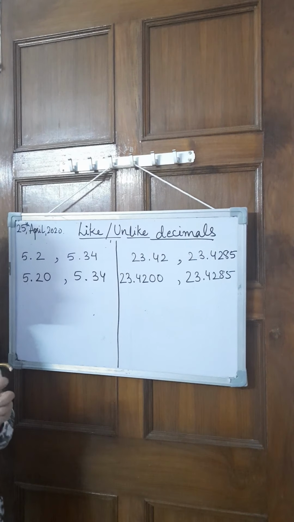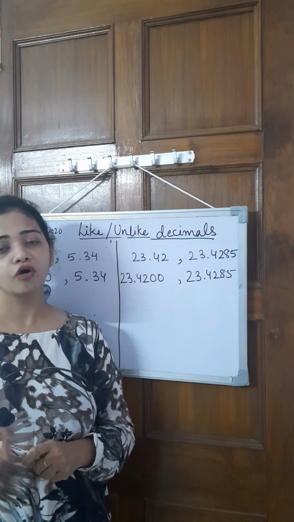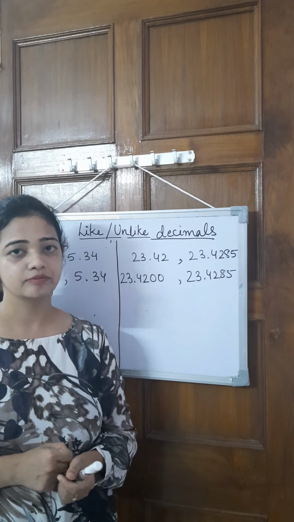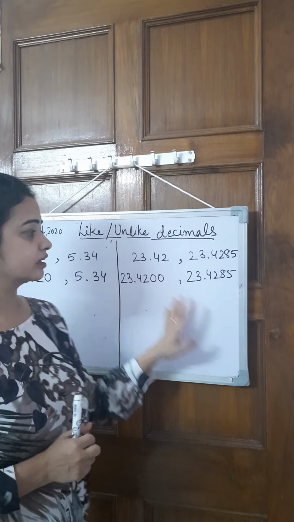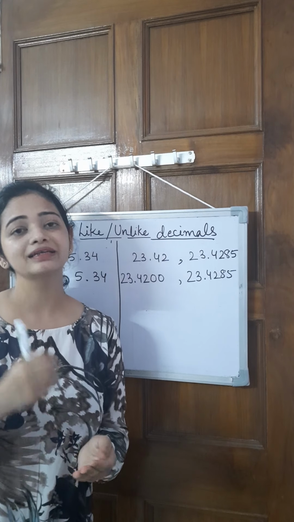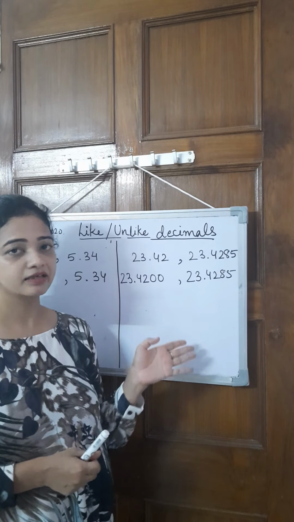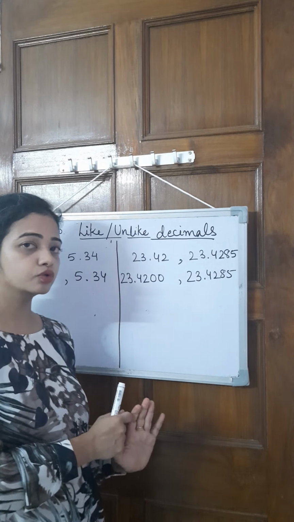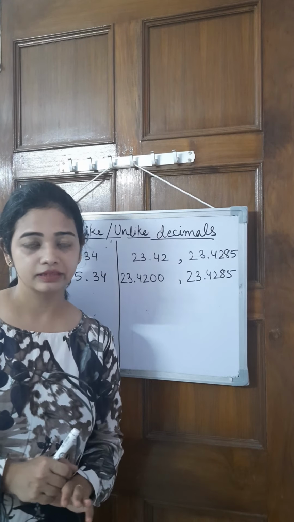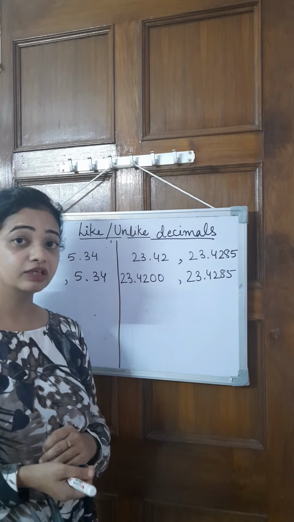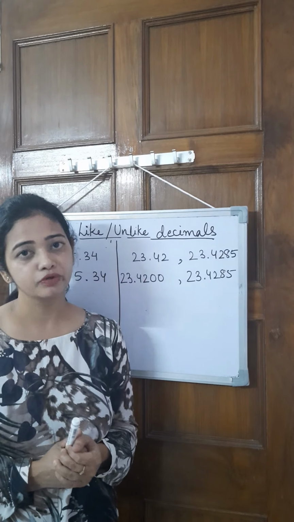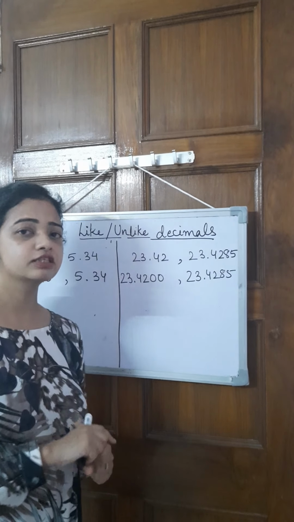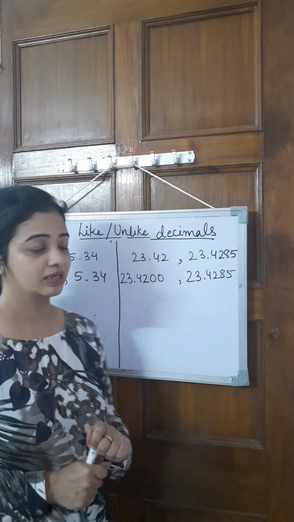Now what is the use of converting these unlike decimals to like decimals? When I convert them to like decimals, I can compare them. If I ask you which number is greater and which is smaller, to do so you have to convert them to like decimals. With the help of like decimals I can also add and subtract decimal numbers. So first let's see how we can compare decimal numbers.